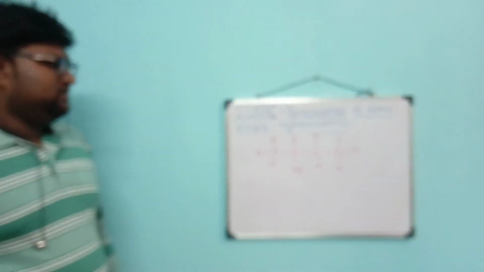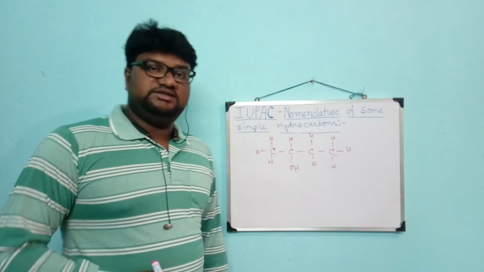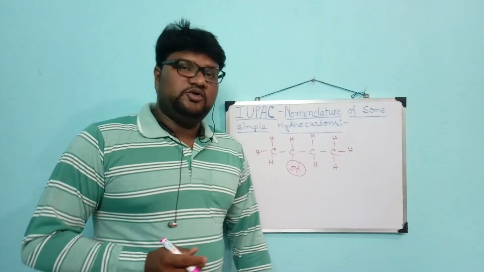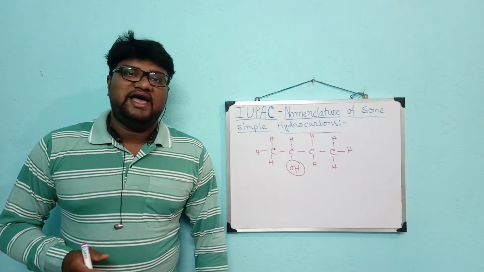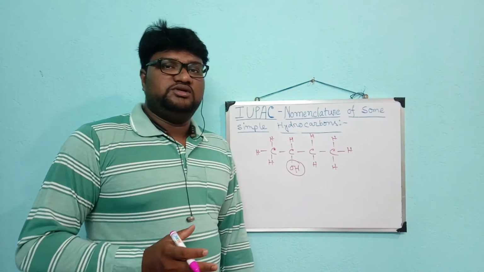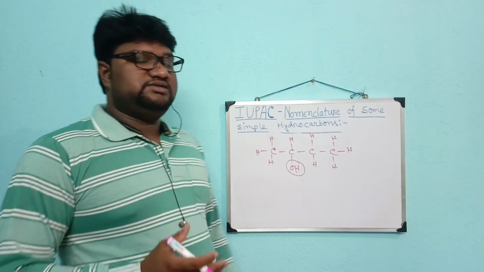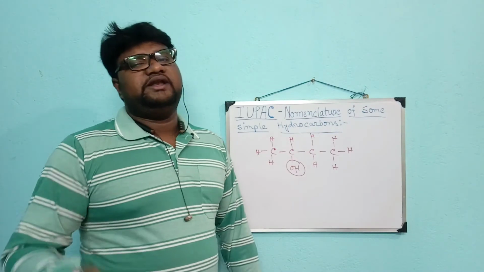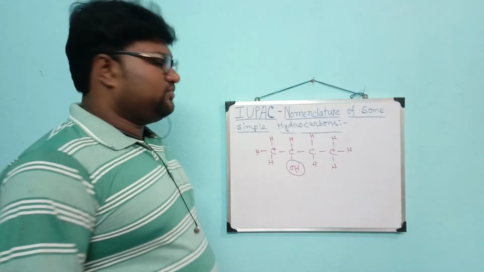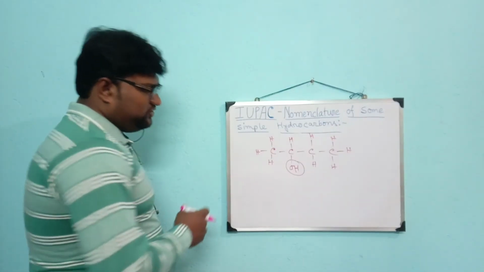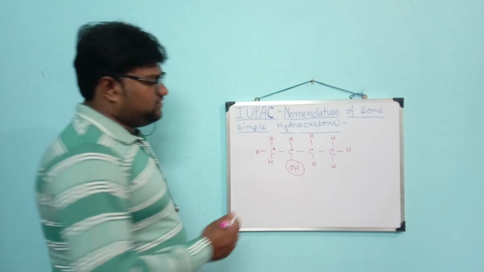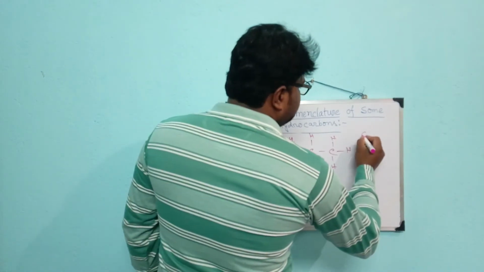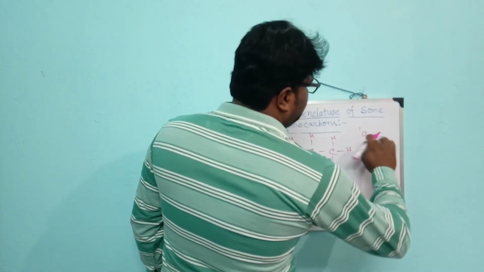Okay, this is the molecule which contains the functional group OH. OH is denoted as the alcoholic group. If a molecule contains an OH group, it should be named as alcohol. So what is the name of the molecule? For the presence of OH, the functional group should be denoted as ol.